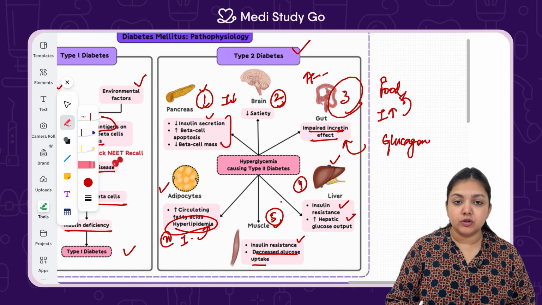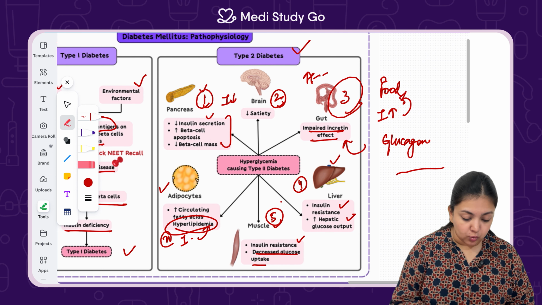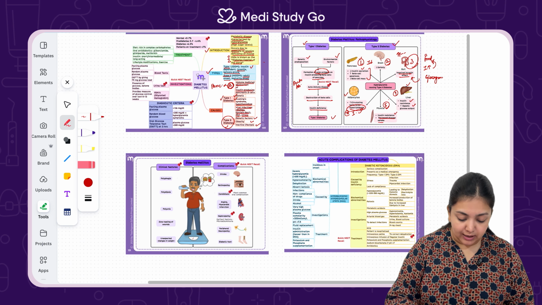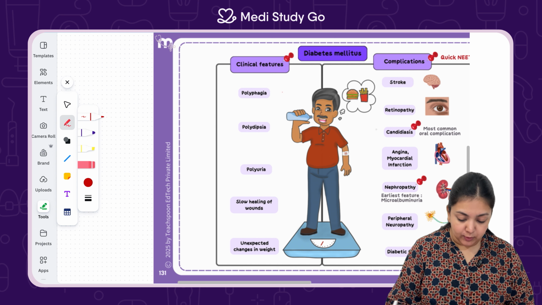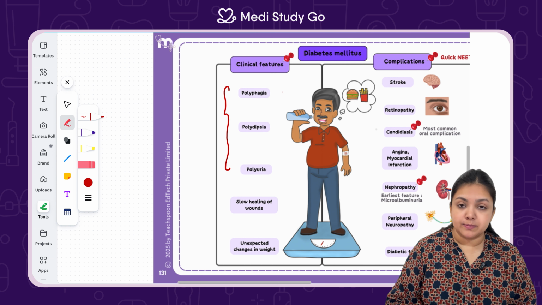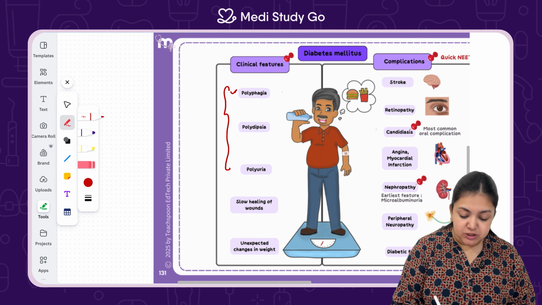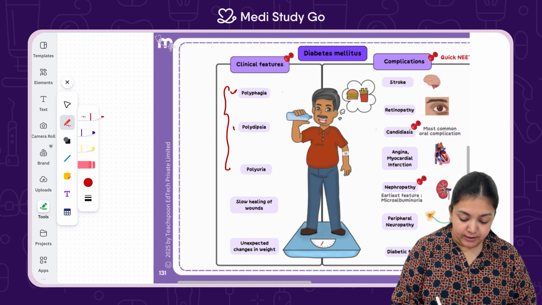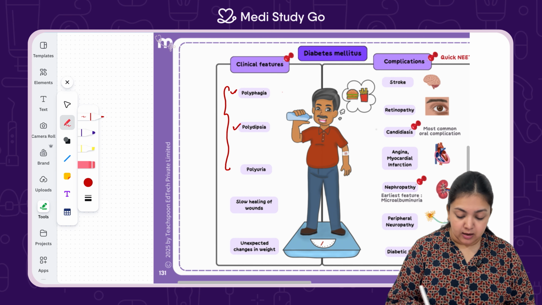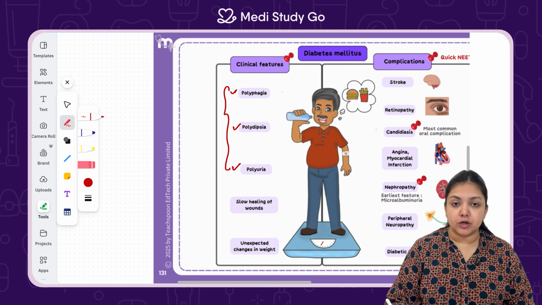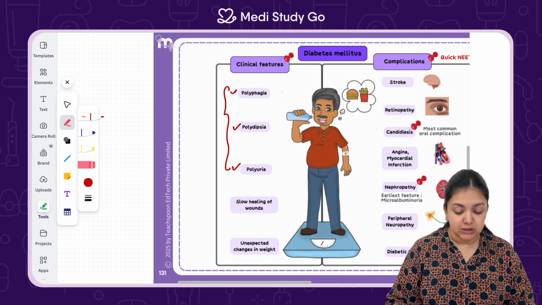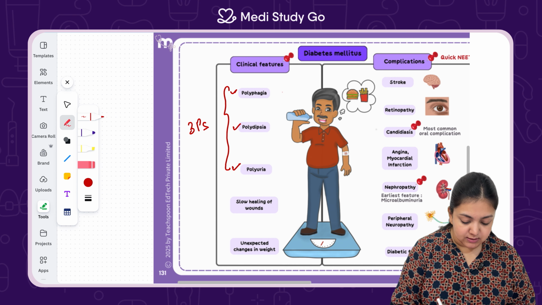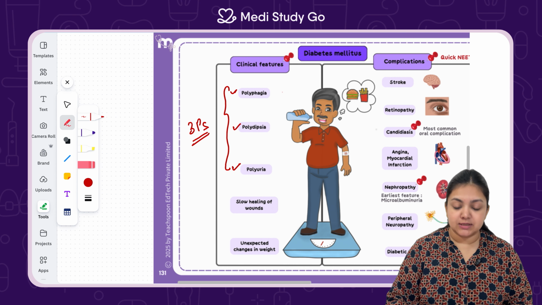Now, after we know how the disease is progressing, it's important to know what the disease looks like. So what are the clinical features of diabetes mellitus? The 3 Ps which are present are polyphagia, polydipsia, and polyuria. Polyphagia means the patient eats more. Polydipsia, the patient feels thirsty because there is excess production of urine, which is polyuria. So more urine means more fluid is being excreted. Therefore, the patient is going to feel thirsty. So these are the 3 Ps which are present as clinical features in diabetes.